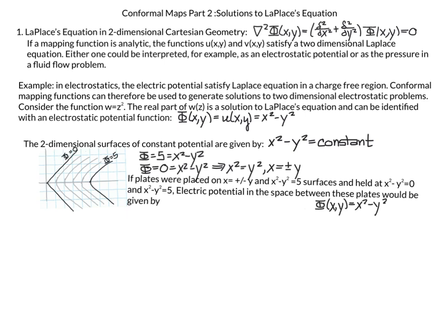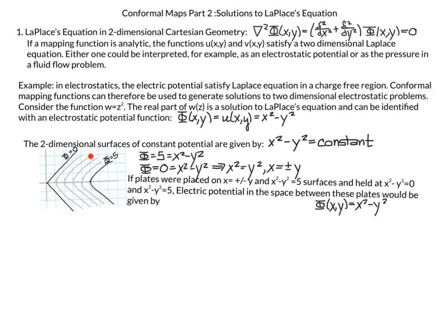We get x squared equals y squared, x is equal to plus or minus y. So this is our phi equals 0. We have 1 here, 2, 3, 4, and 5 is this hyperbola. If plates were placed on x equals plus or minus y, that's for our solution for x equals 0, and at x squared minus y squared equals 5, this is this hyperbola here, and held at x squared minus y squared equals 0 and x squared minus y squared equals 5, electric potential in the space between these plates would be given by V is equal to x squared plus y squared.